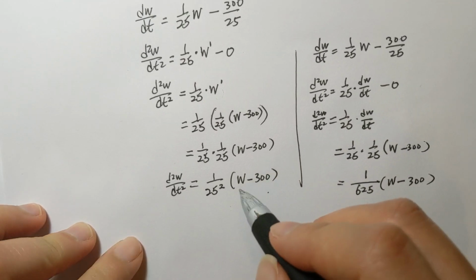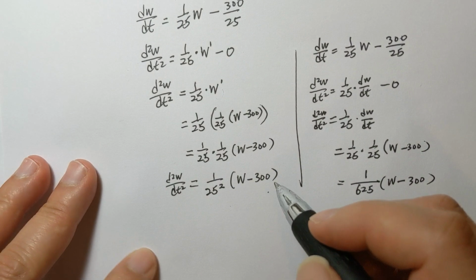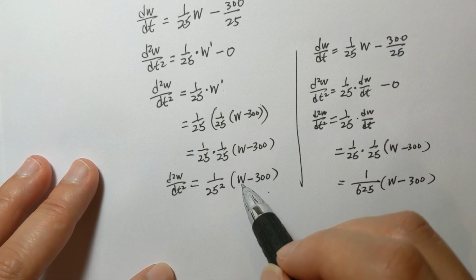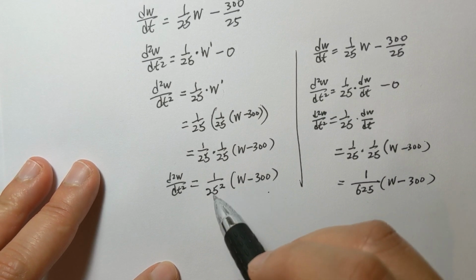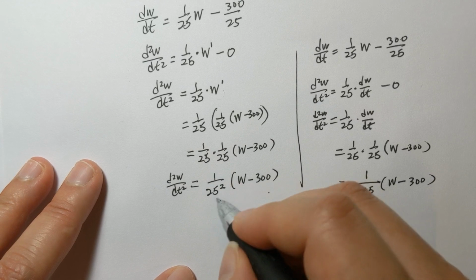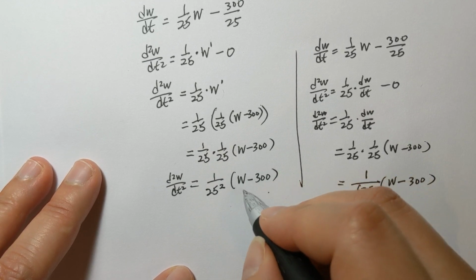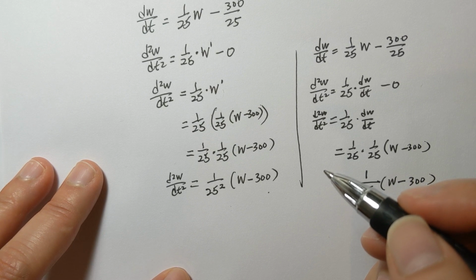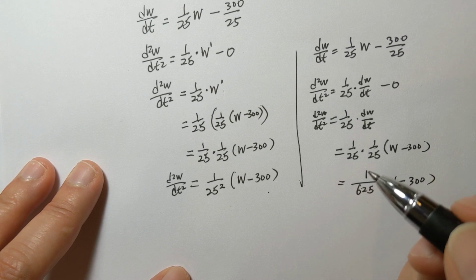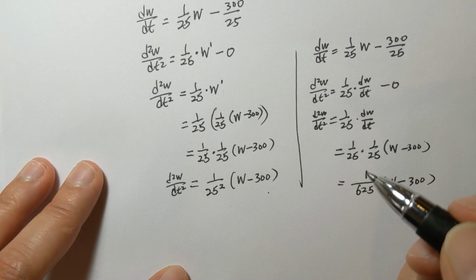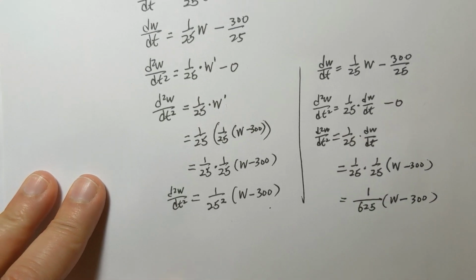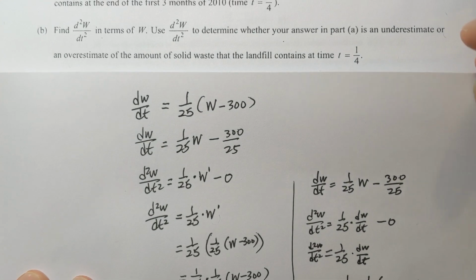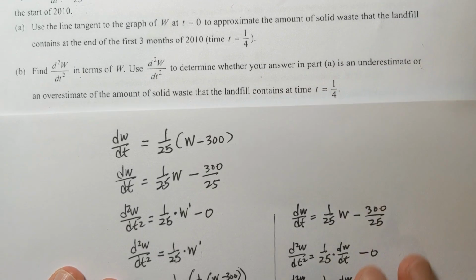So now I'm going to determine the sign of this. You have W minus 300. We definitely know the 625 is positive. All we need to figure out is whether W minus 300 is positive or negative. The only point that we know is (0, 1,400). Let's go back to the beginning and see if we get any more information.